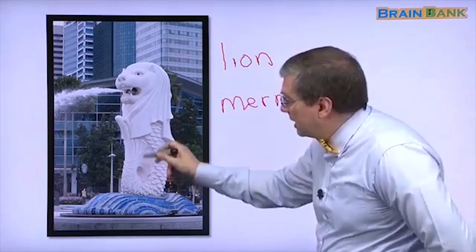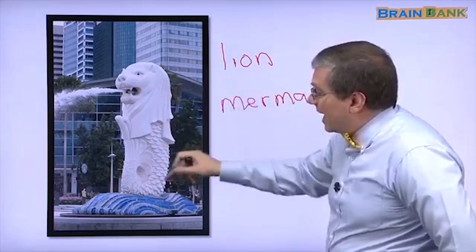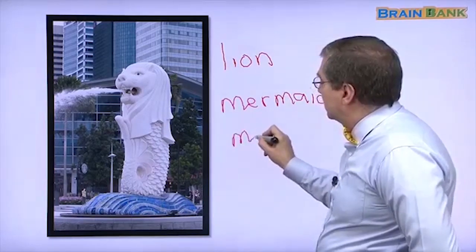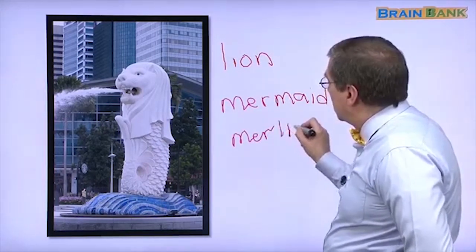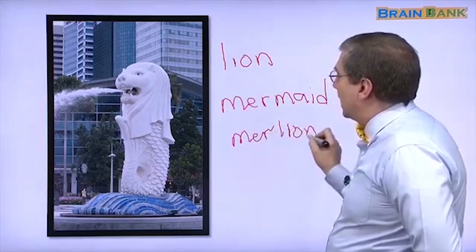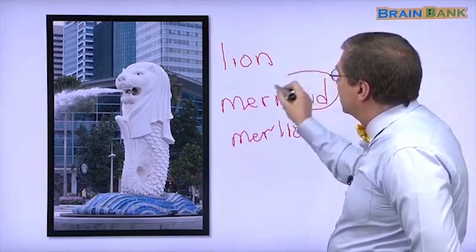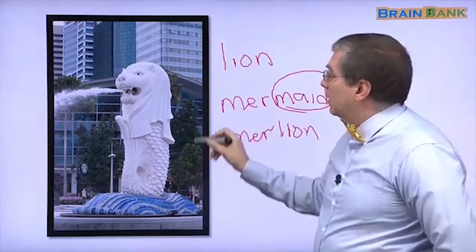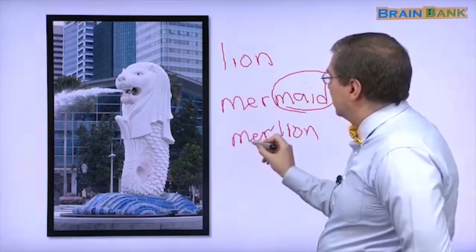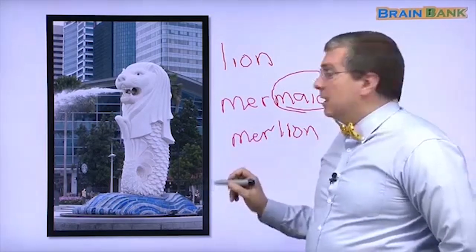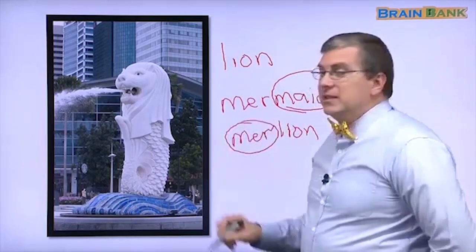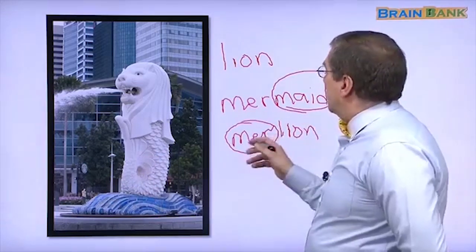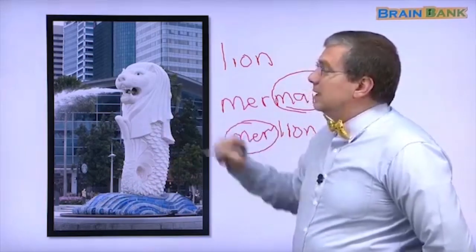So this part is of a mermaid. The statue together is called a merlion. Merlion. A merlion, not a mermaid. A maid is a young woman. A mermaid is a woman and fish, but this is lion and fish. So this is a merlion. By the way, mer means sea or ocean. Okay? So merlion. This is a merlion in Singapore.